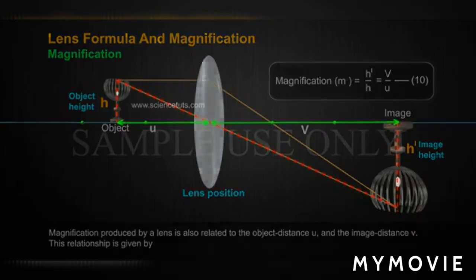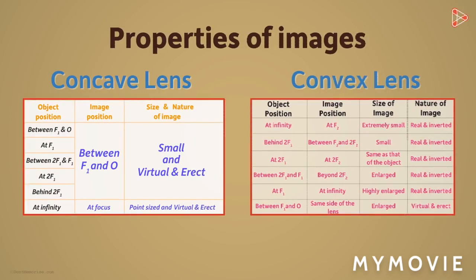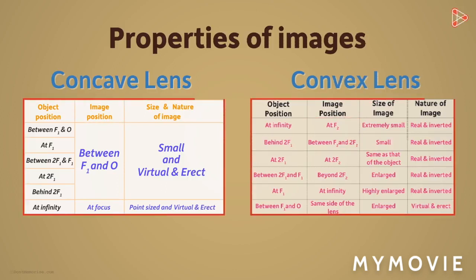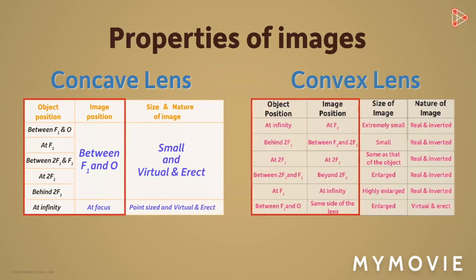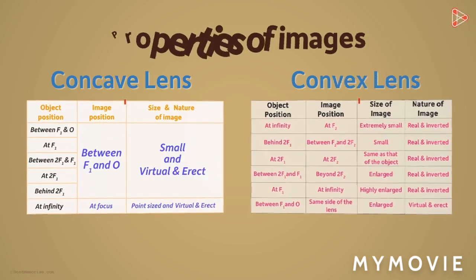Equation 10. Now we've been studying properties of images formed by the spherical lenses. Take a moment and go through the properties. One of the properties of an image is its position in space. From these tables, we see that the position of the image changes as the object's position changes. There is an equation or formula which gives us the relation between the object's and the image's position. And that formula is what we call the lens equation.